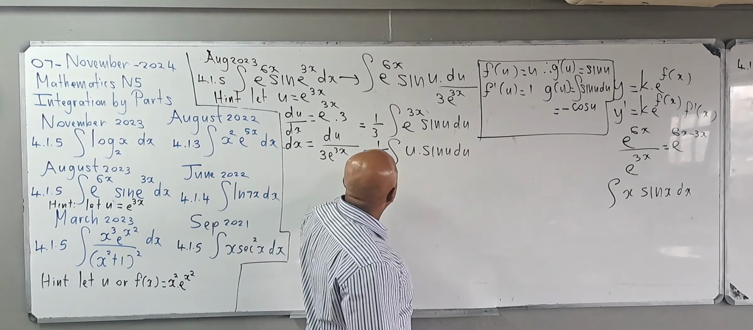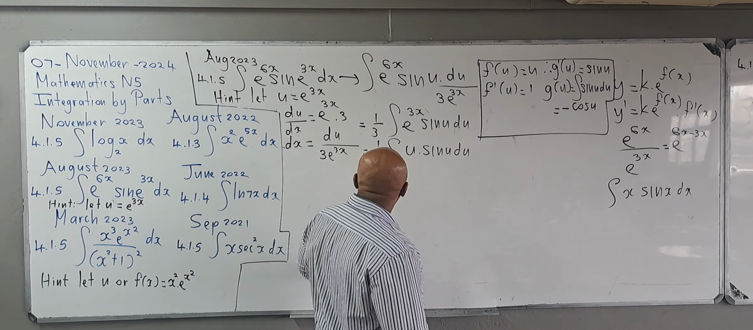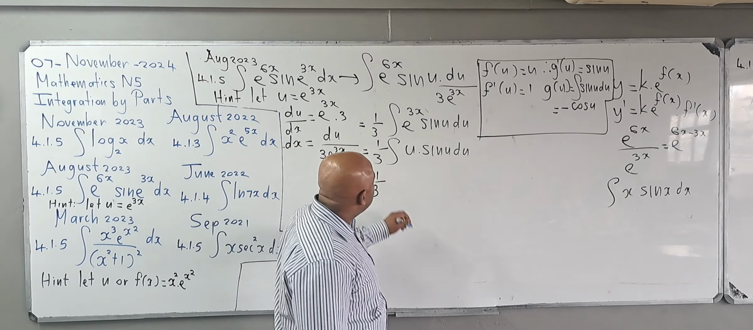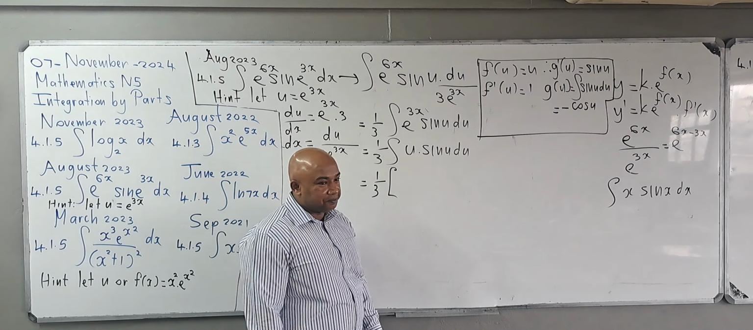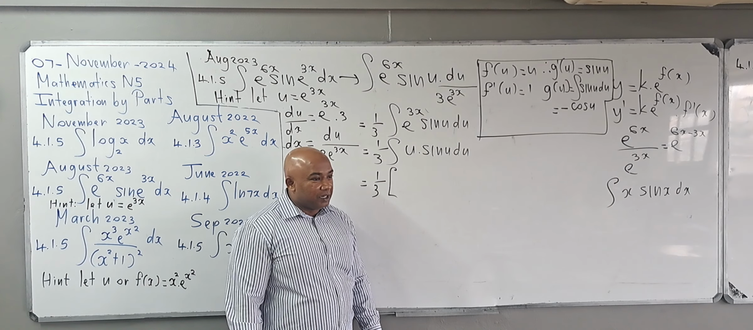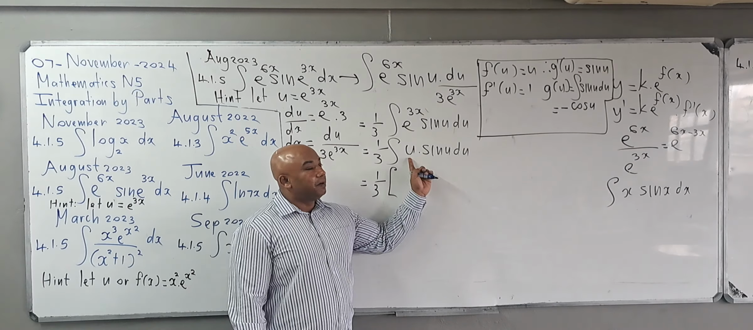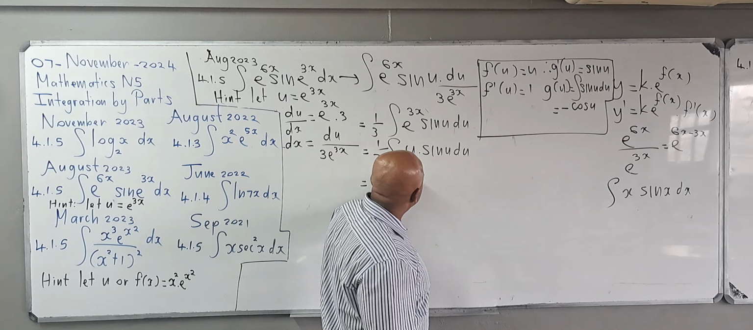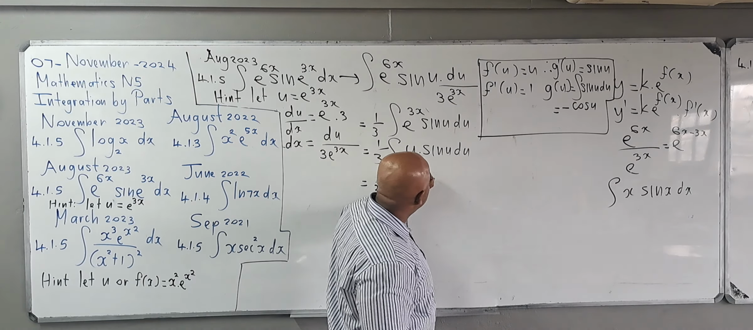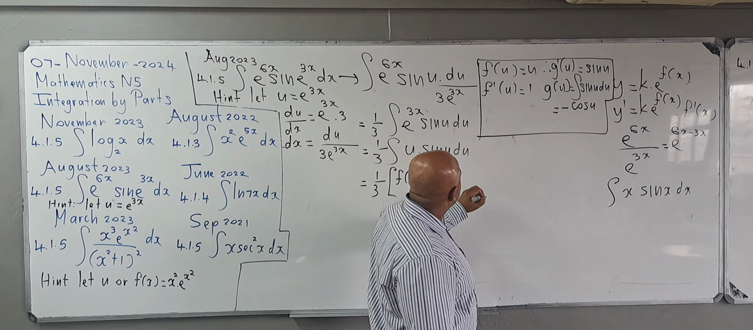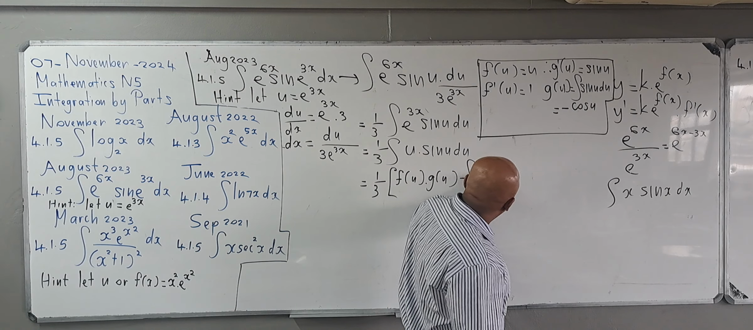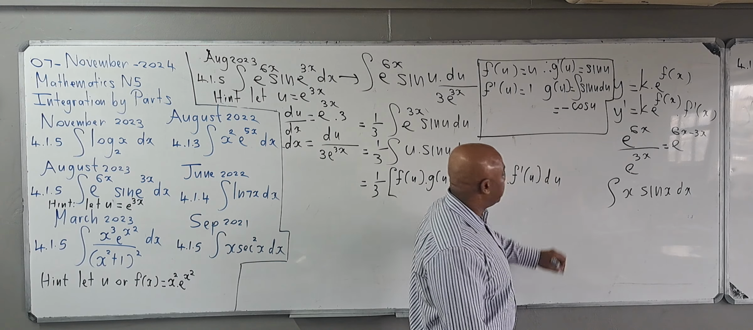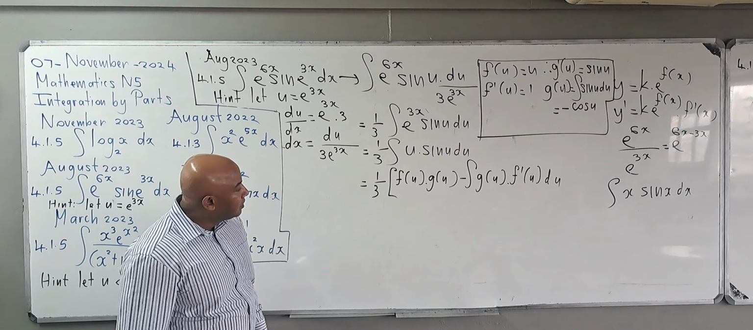So from here, we now go to the next step. That's your 1 over 3. Okay, my 1 over 3 there. But now I have to open up a bracket here, because I need to apply the formula now. So the formula is normally f of x times g of x, but we now write it as f of u times g of u minus the integral of g of u times f prime u du. Just that it's transformed to u now.